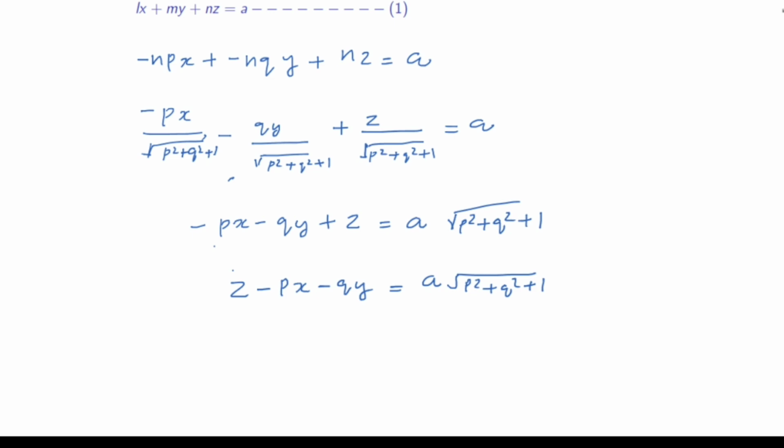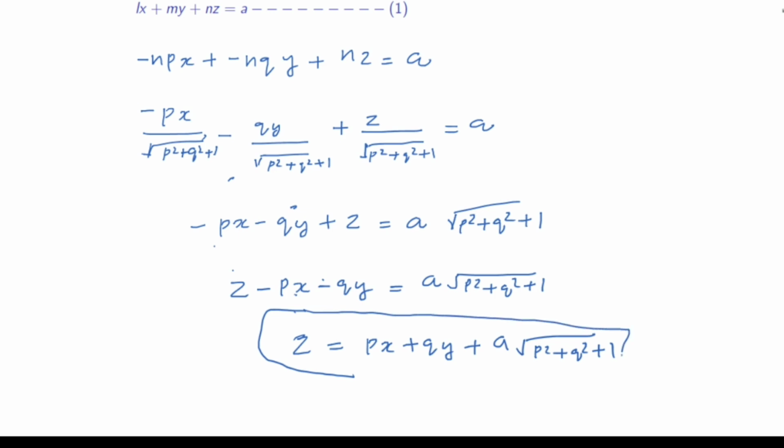Now again we can keep z on one side and the other terms on the other side. So we get z = px + qy + a√(p² + q² + 1). So this is the required partial differential equation. This does not contain any arbitrary constant. Keep in mind that a is a fixed constant, and that is not an arbitrary constant. So we now got a partial differential equation by eliminating the arbitrary constants.